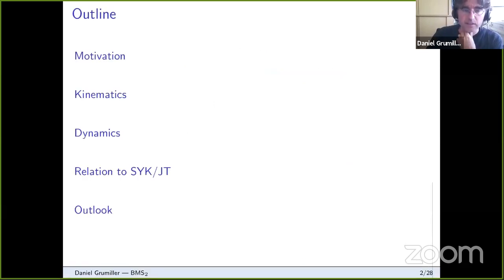So here's an outline of what I'm going to talk about. I'll give a brief motivation of why we wanted to study BMS2. Then I'll define for you what we mean by BMS2. So I'm going to focus first on the kinematics. So I'll define for you the class of metrics and fall-off conditions that we're interested in, and tell you how the corresponding asymptotic symmetry algebra looks like. And then we go over to dynamics.